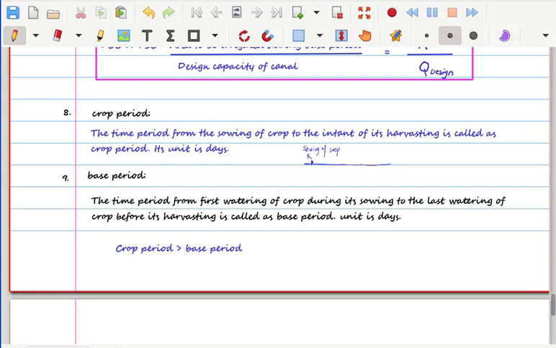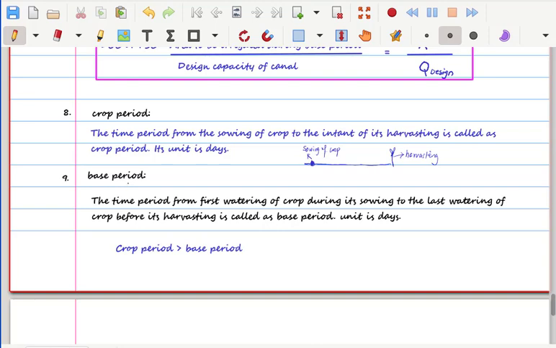So after some time, right after sowing of the crops, I'm not going to give the water. The first step is sowing. After that, the second step, I am going to give water to the field, right? So the time period between the instant when you do the sowing of the crop to the end when that crop becomes ripe and you harvest it, the period between these two activities is known as crop period.